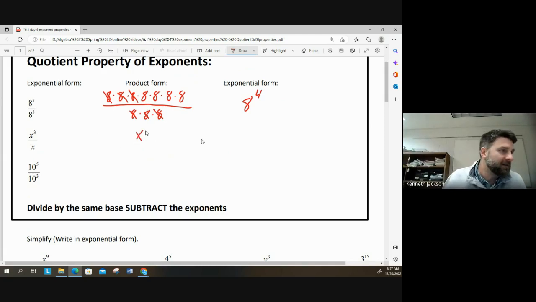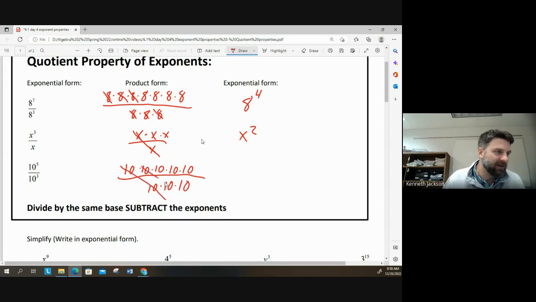x to the 3rd, that's x times x times x, divided by x. Again, x divided by x would just be 1. Take a number divided by itself, take a variable divided by itself, you would just get 1. So you're left with x squared. And the last example here, that's 10 to the 5th, that's 10 times 10 times 10 times 10 times 10, divided by 10 to the 3rd, 10 times 10 times 10. Well, 10 divided by 10 is 1, 10 divided by 10 is 1, 10 divided by 10 is 1. We're left with 10 squared, or 100.